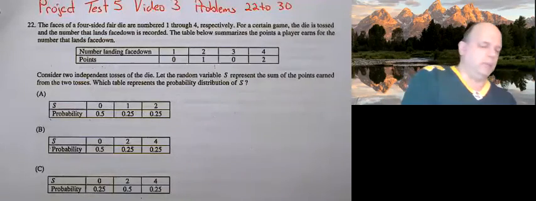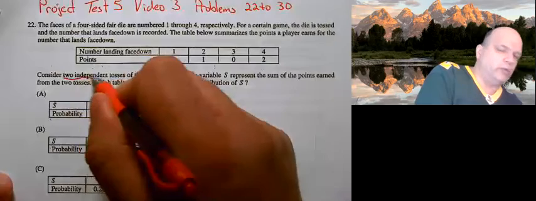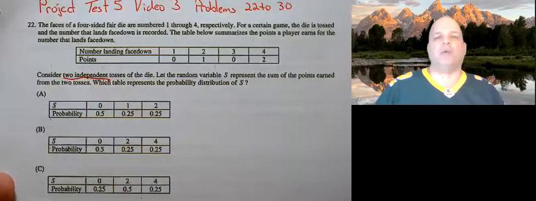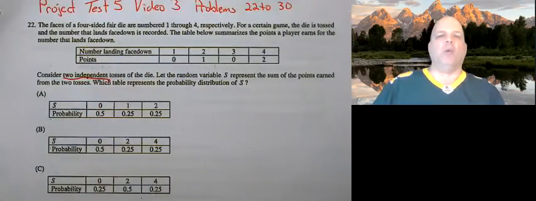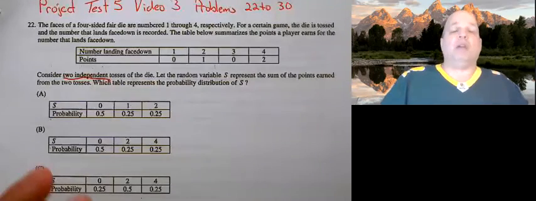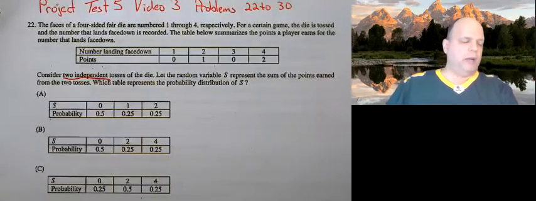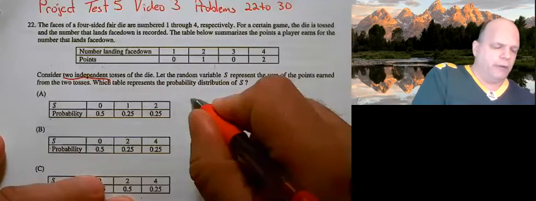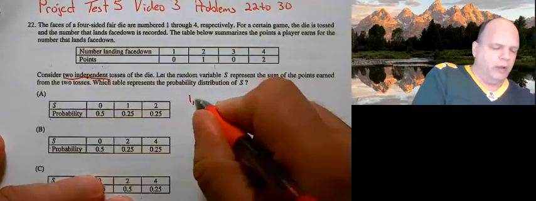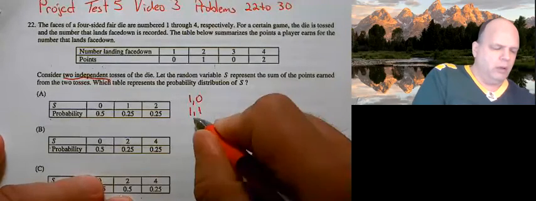Consider 2 independent tosses, and that should be a scary phrase to us. As soon as we see that, we know we need to make some sort of space. So I'm going to go ahead and make a sample space of what could happen. By the way, this is going to be a fairly long problem, so this is going to take a little bit of time to do. So on the first roll, I can get a 1, 1.